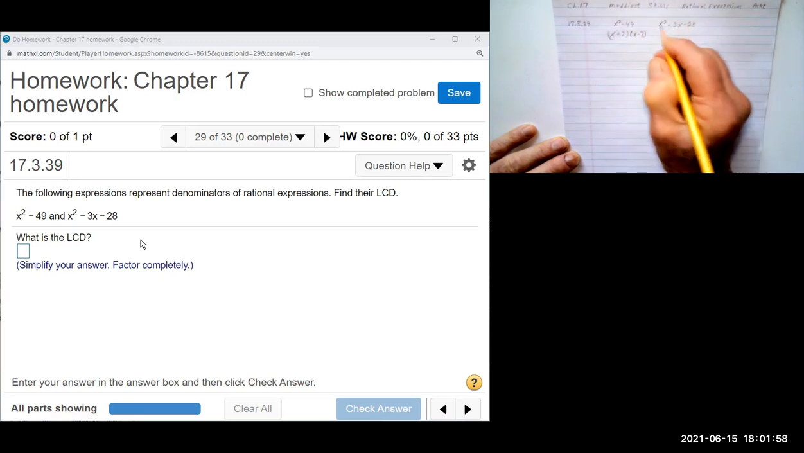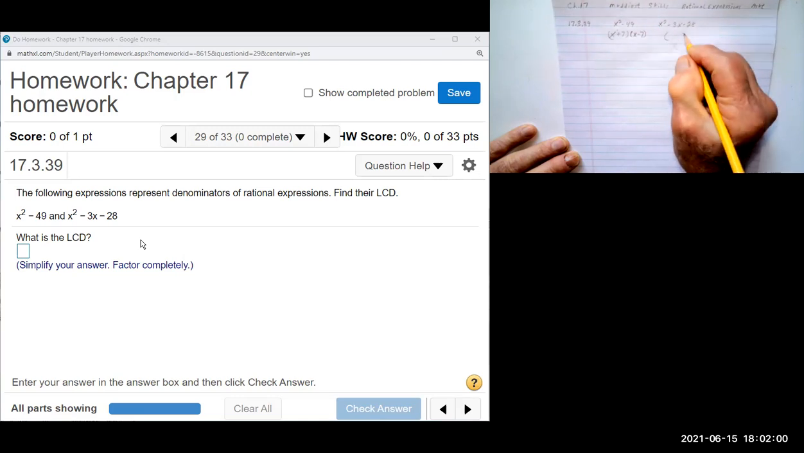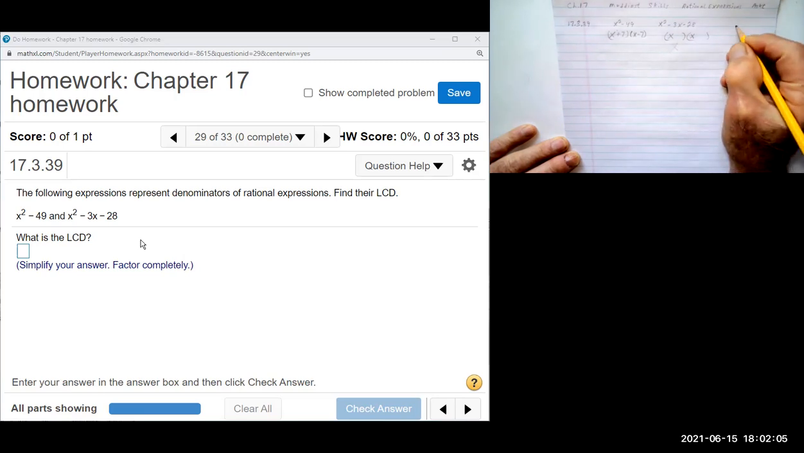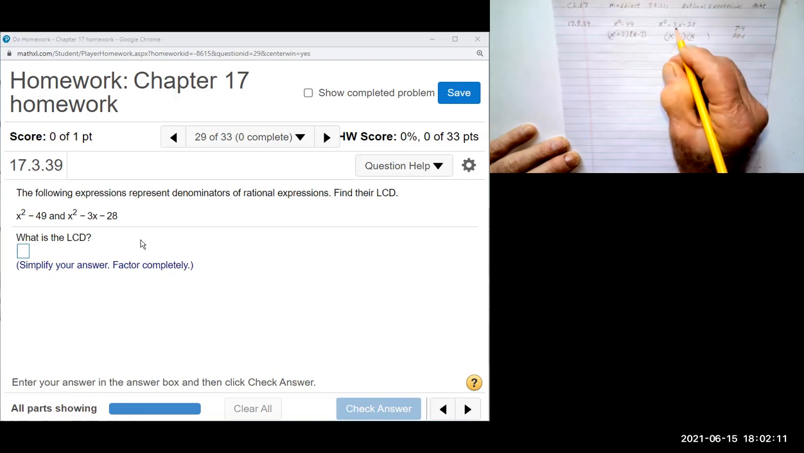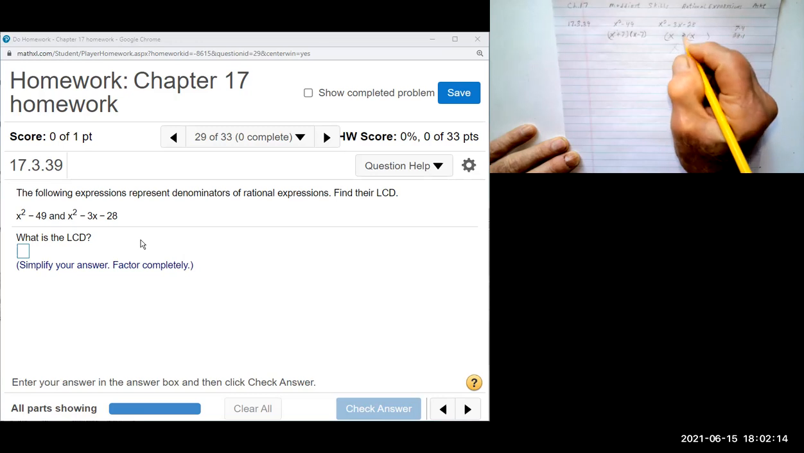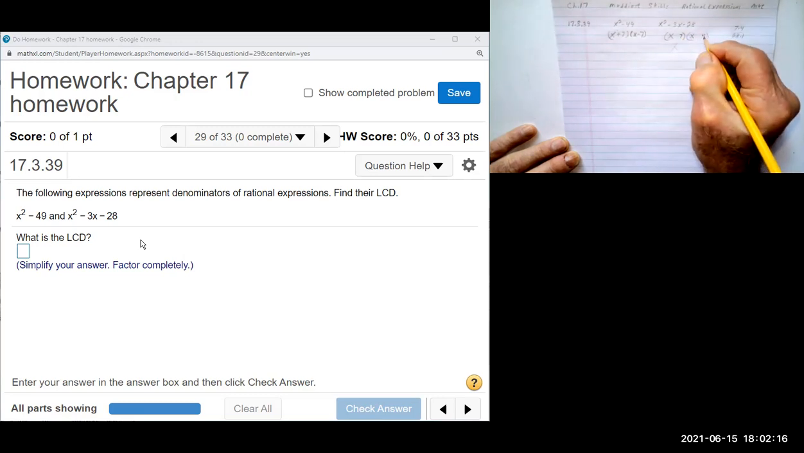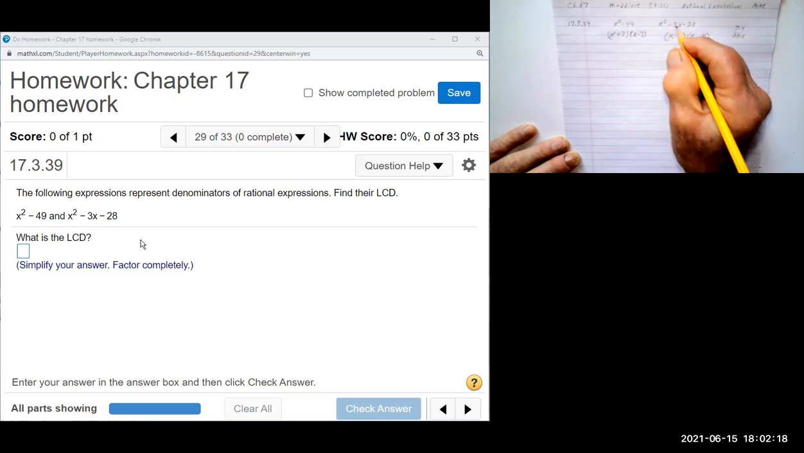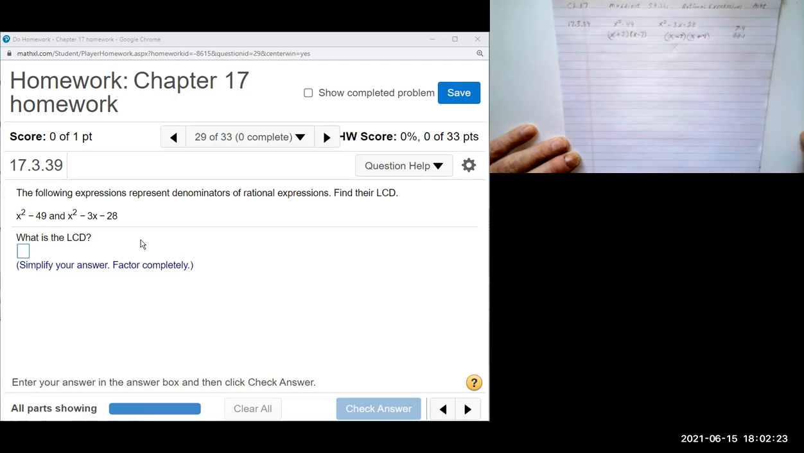The second one is a trinomial with a lead coefficient of 1. So factors of the first term are x and x. Factors of 28 are 7 and 4, 28 and 1. Which combination will give me the middle term? I believe it's 7 and 4. And we want the middle term to be negative, so I'll make the 7 negative and the 4 positive. That gives me the middle term, and it also gives me the last term when I multiply. Minus 7 times plus 4 is minus 28.